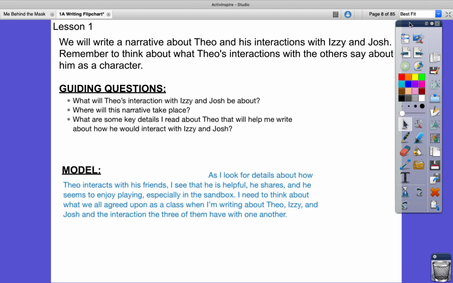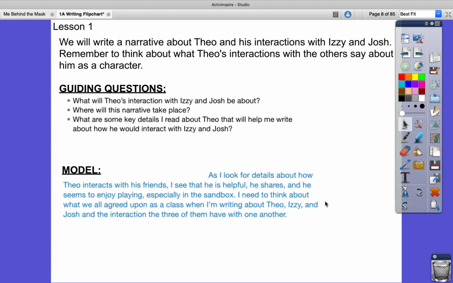We will write a narrative about Theo and his interactions with Izzy and Josh. Remember to think about what Theo's interactions with others say about him as a character. Here are some guiding questions to help us. What will Theo's interaction with Izzy and Josh be about? Where will this narrative take place? What are some key details I read about Theo that will help me write about how he would interact with Izzy and Josh? Let's look here at the model.